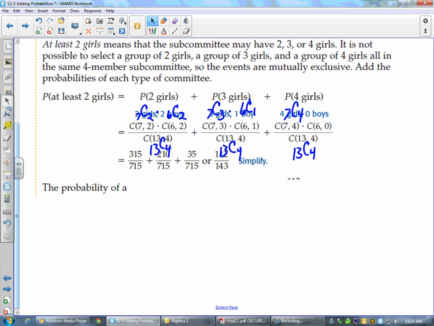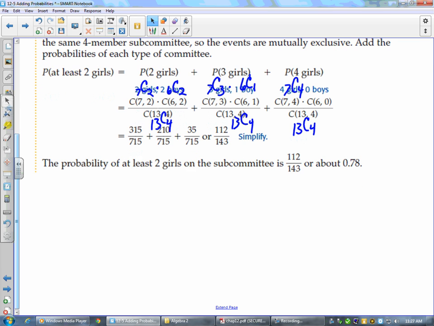210 over 715 is the probability for picking 3 girls, and 35 over 715 is the probability of picking 4 girls. Add those all together, you get 112 out of 143 is what it reduces down to. So you can estimate that to be about 78% chance of at least 2 girls being on there. That's pretty likely.